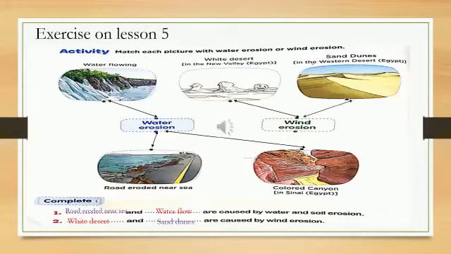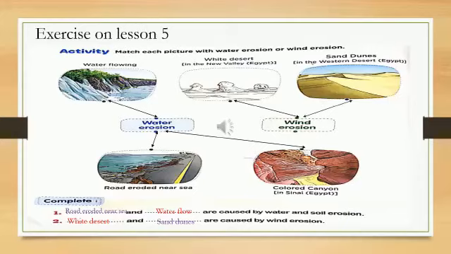Number three, sand dunes, very good, caused by wind erosion. Number four, road eroded near sea, very good, caused by water erosion. Number five, colored canyon, very good, caused by water erosion.